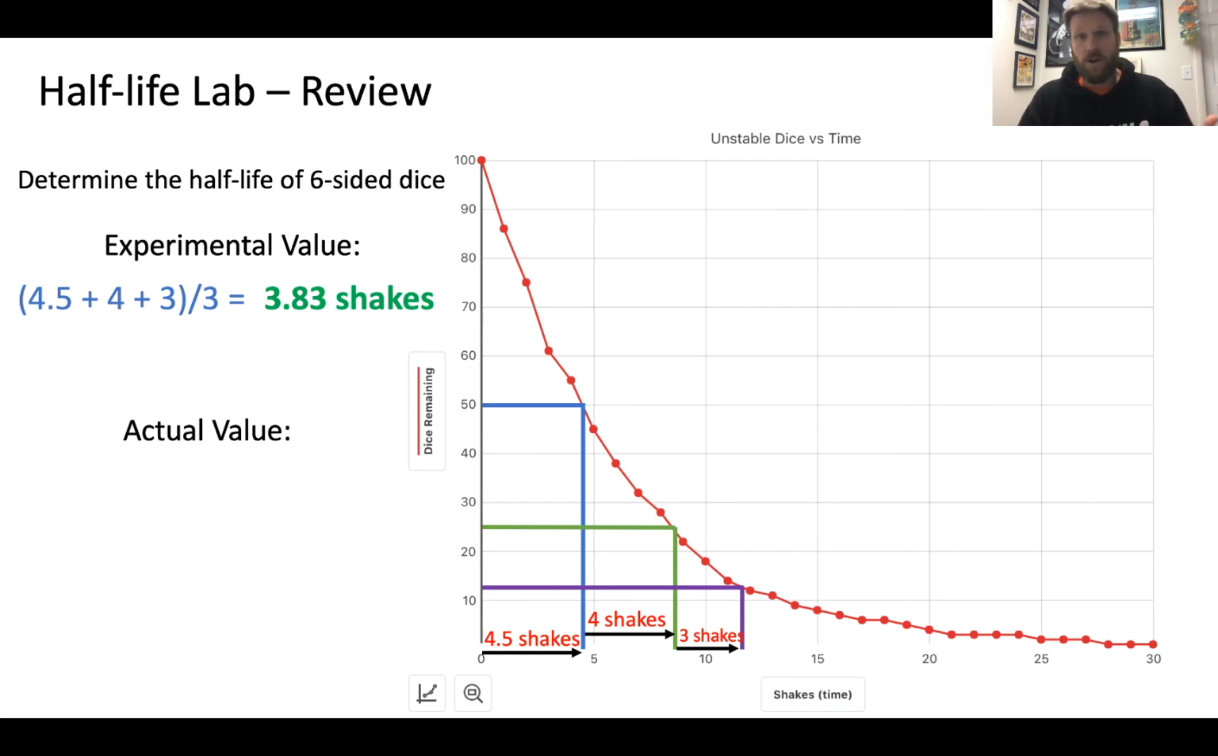So it should take around 4 shakes to get to the half-life. The actual value is 3.8 shakes. So I'd say we did a pretty good job. Now, I hope this helps you understand half-life problems and using a graph to determine the half-life a little bit better.